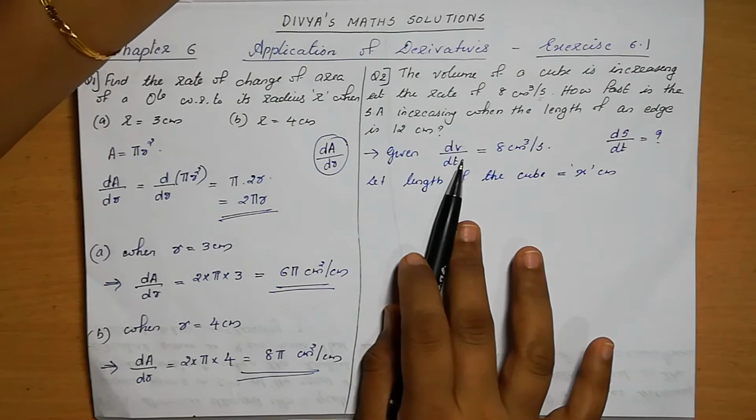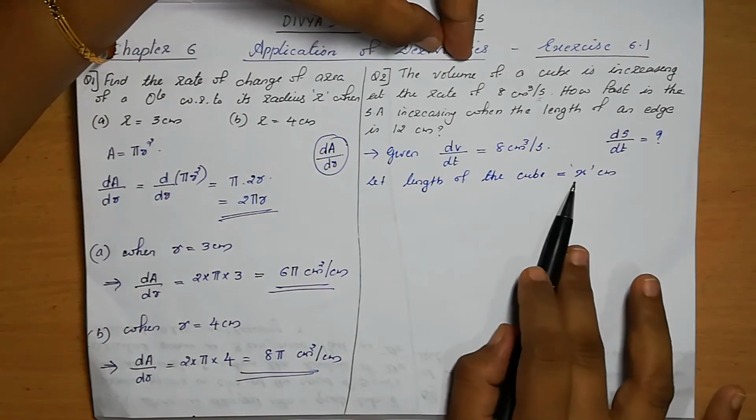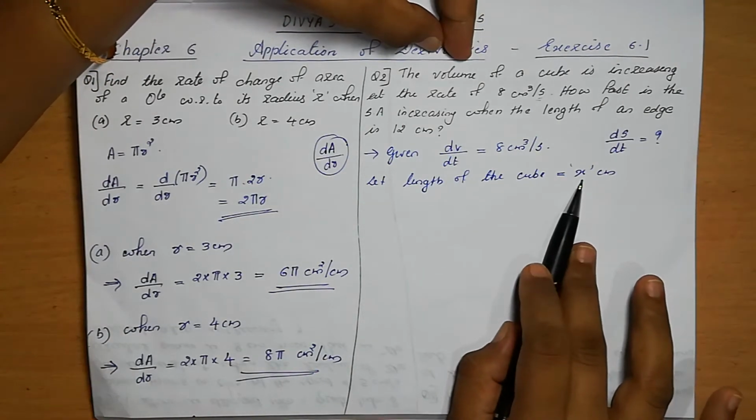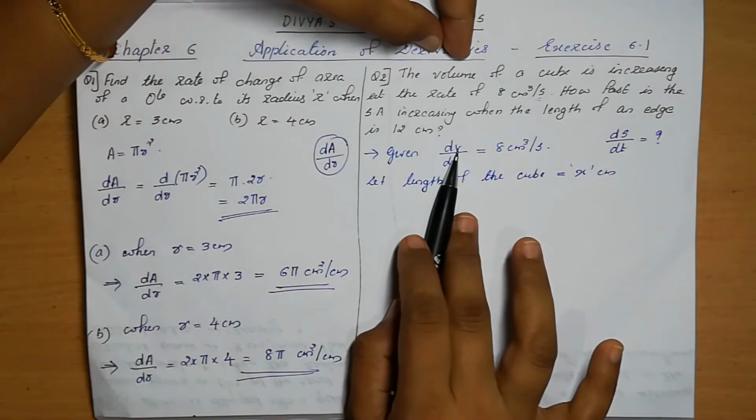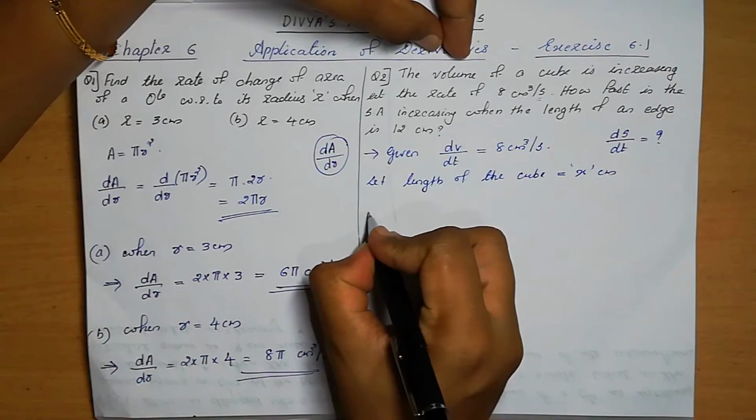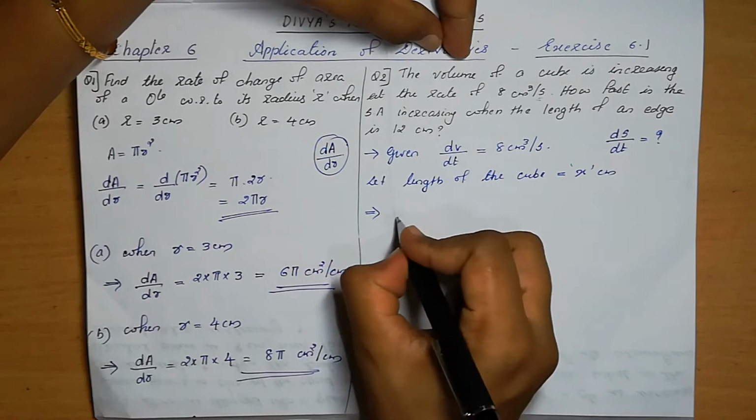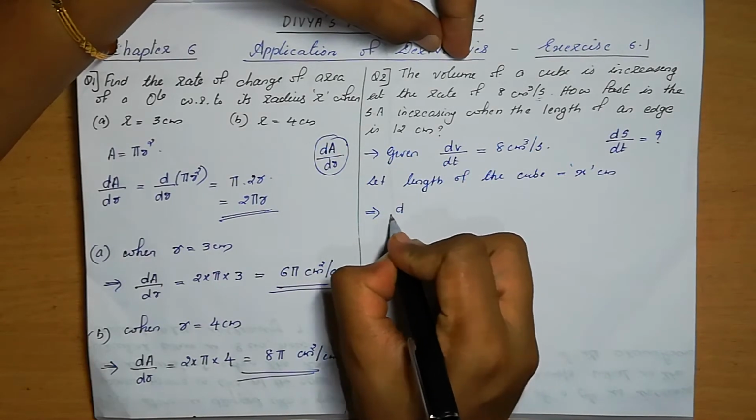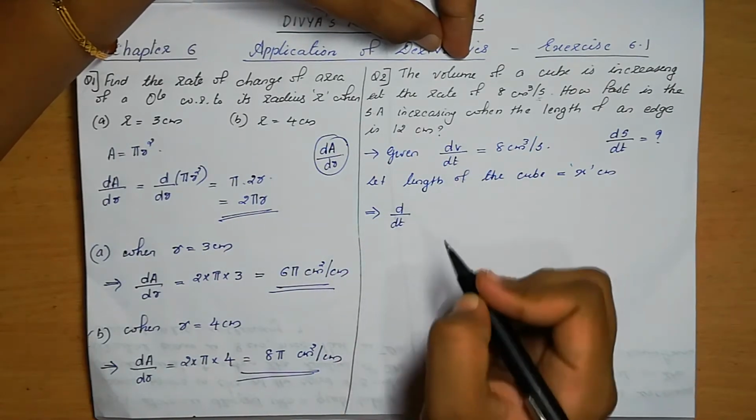So now we know the volume of a cube. Volume of a cube means what? Side cube. Here we are taking the side as x, so x cube is the volume. So instead of V, what can we substitute? X cube we can write. That means the rate of change of volume with respect to time is d by dt of, instead of V, what can I substitute?